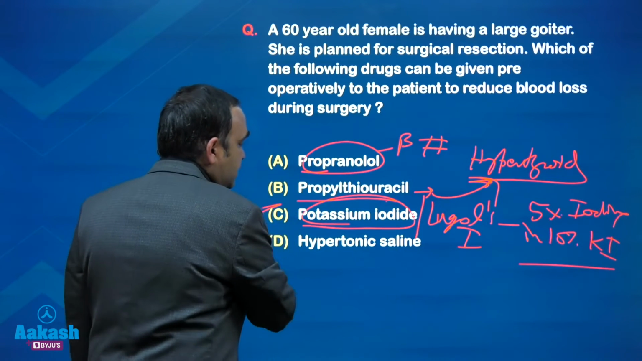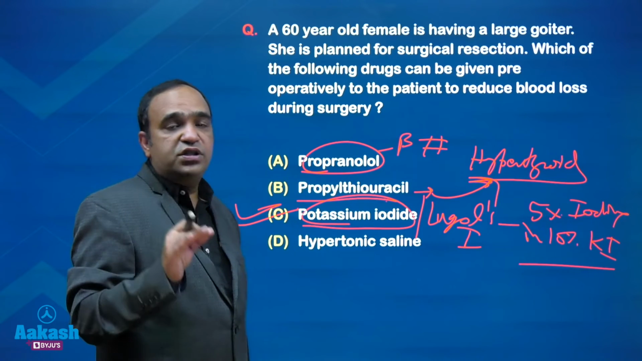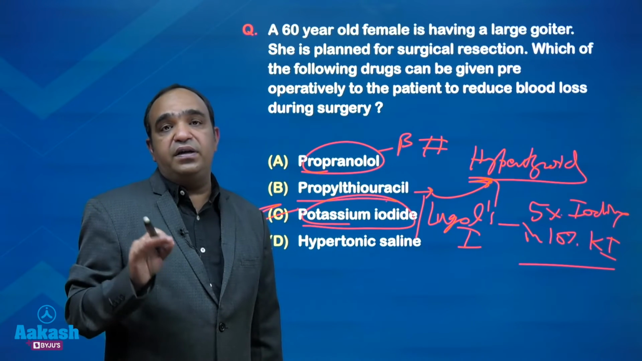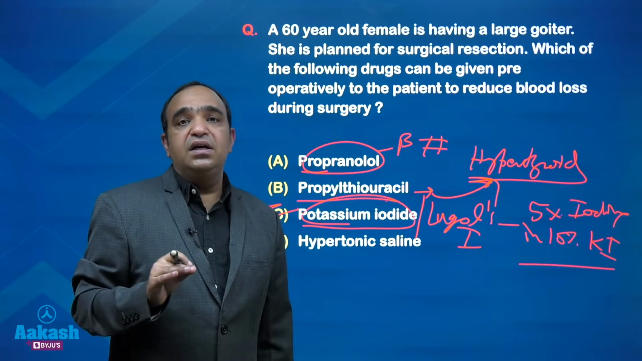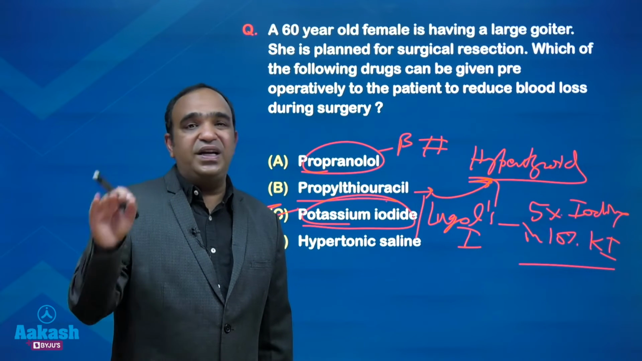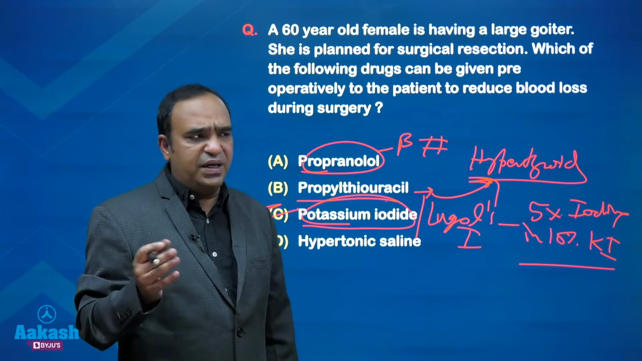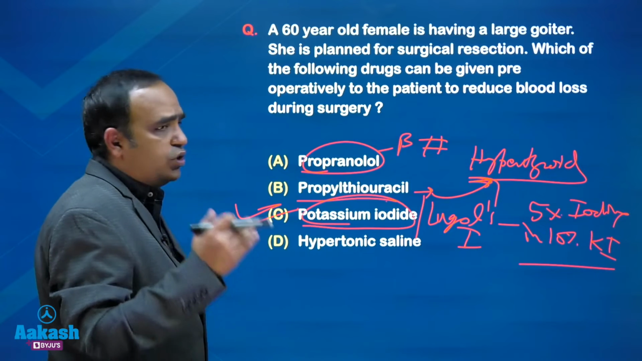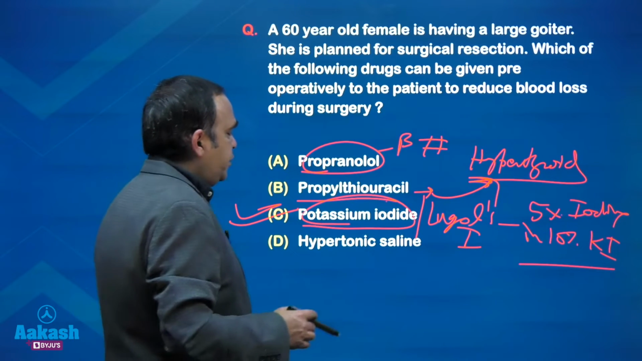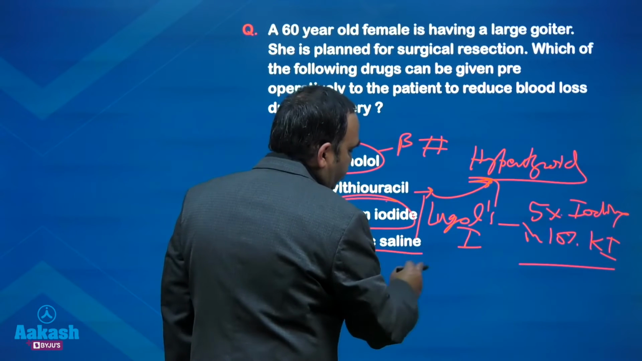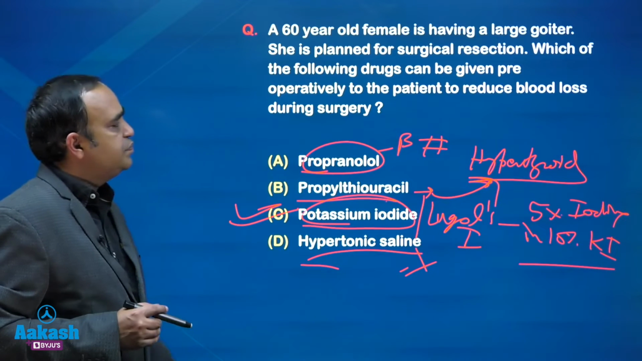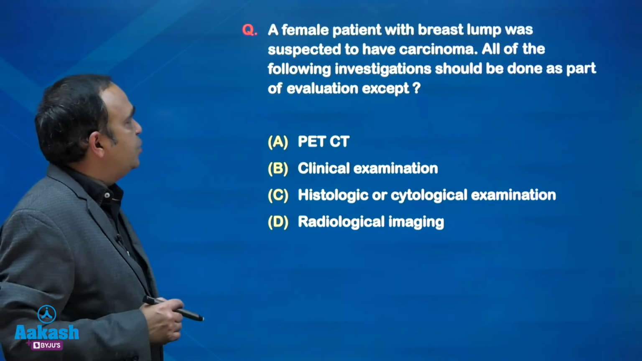So that's the answer here. Iodides or Lugol's iodine is given preoperatively before thyroid surgeries where a lot of bleeding is expected, particularly in malignancies, right? So to reduce the vascularity. Hypertonic saline doesn't have any role in thyroid surgeries. Okay, so the answer is potassium iodide.